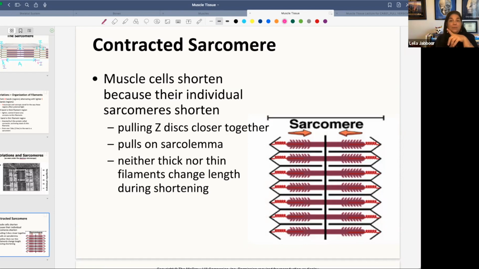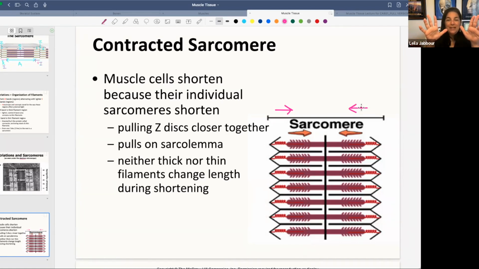Now, do these filaments disintegrate and rebuild? No. Actually, these filaments do not change length at all. So how do we have this entire sarcomere being narrower? Because that's what's going on here. We have a narrowing of the sarcomere inwards. All the sarcomeres get narrower inwards, and it overall pulls the whole cell shorter. It shrinks it, without the filaments changing length.